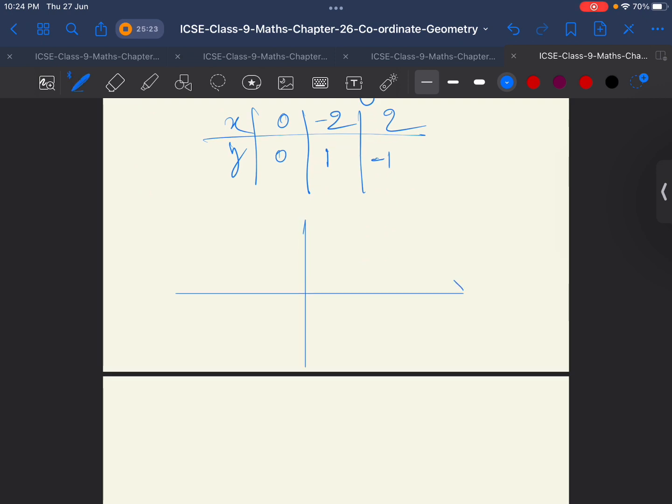So now we draw the x-axis and y-axis. This is x and x dash, this is y and y dash. One, two, three, 1, 2, 3, 1, 2, 3. The point (0, 0) is here, (minus 2, 1) is here, (2, minus 1) is here. Now we draw a straight line. So this is the straight line. Okay.